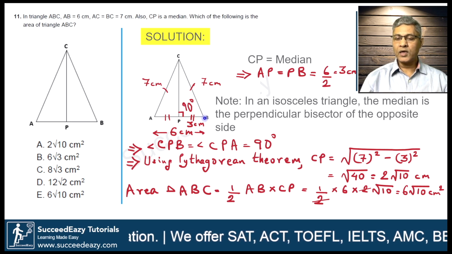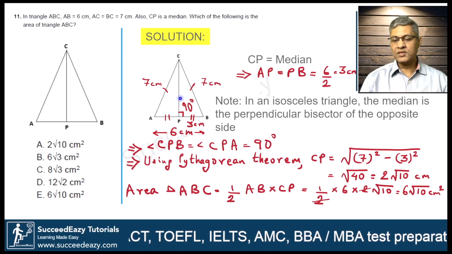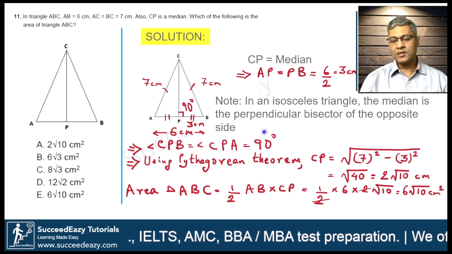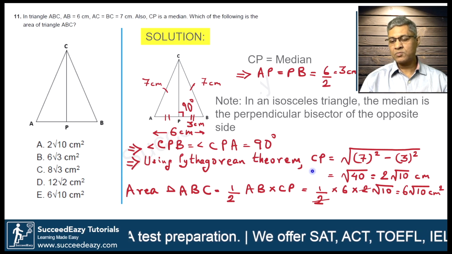We want to know the area of the triangle. So we have the base, and if we know the length of CP, then obviously half base into height will be the area of the triangle, right? So how to get CP? Just use this Pythagorean theorem.